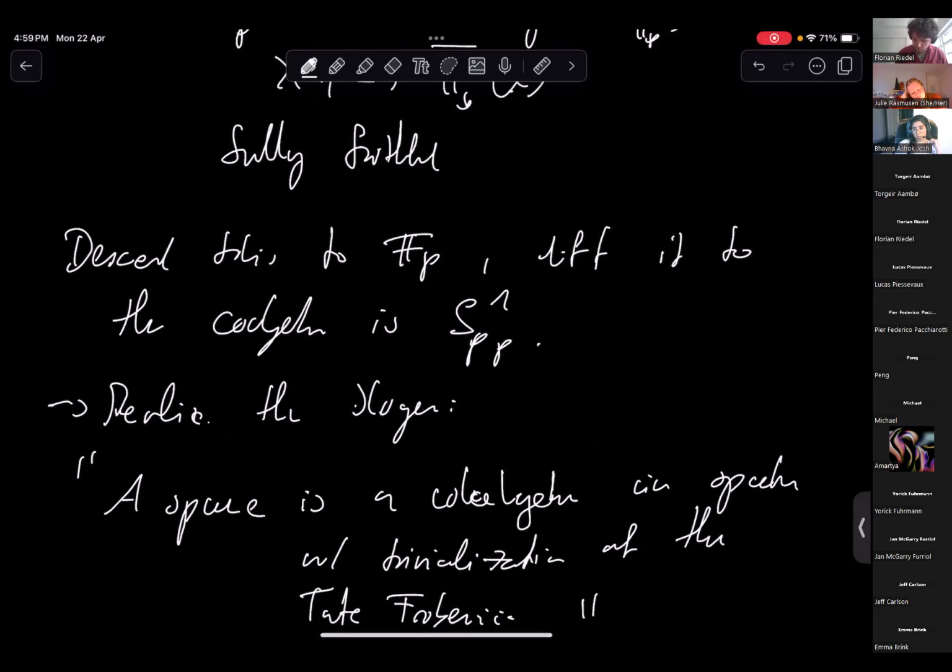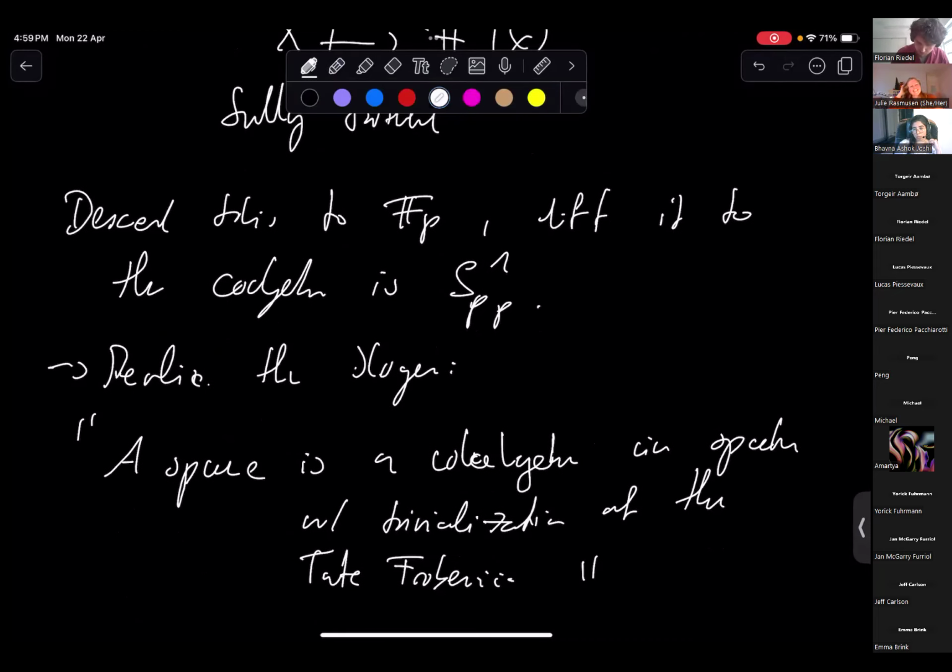Why is my pen no longer writing? It's telling me I should stop. I just unscrewed it. How did I do that? That's crazy. Okay, my pen is no longer writing, but I'm basically done anyway.